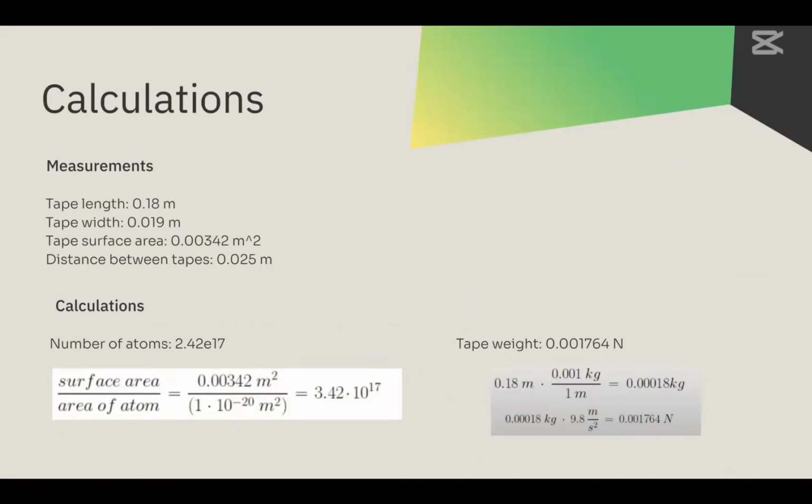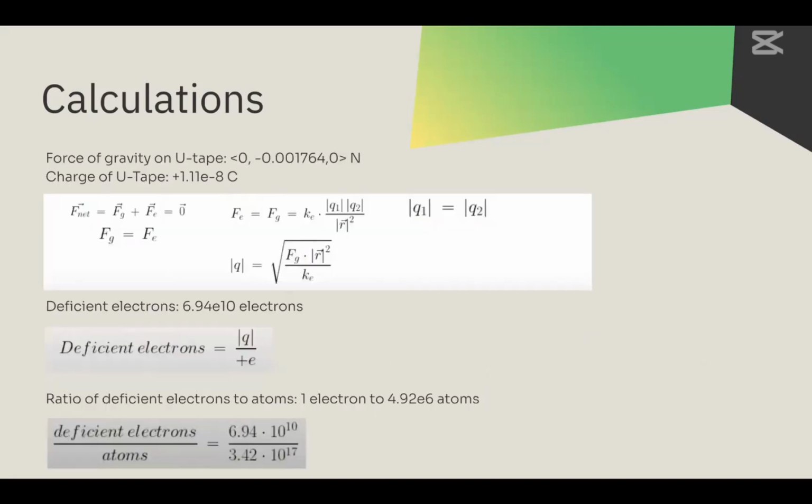The tape length we measured to be 0.18 meters, 18 centimeters, and the tape width was 0.019 meters. With this, we calculated the surface area and also the distance between tapes. When it was floating, we calculated it to be 0.025 meters. The first thing we calculate is the number of atoms. We do that by dividing surface area over area of atom, which we will use in later calculations. And then the weight of the tape. This is just the mass that we calculated times the acceleration of gravity, 9.8.